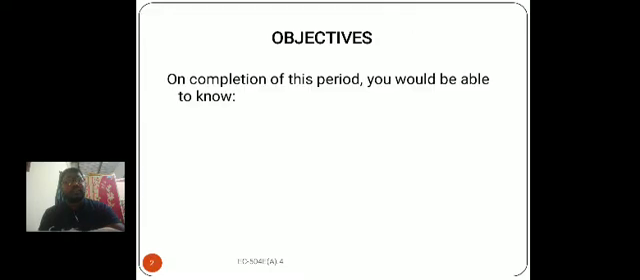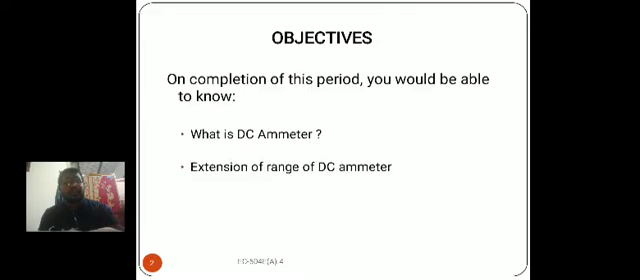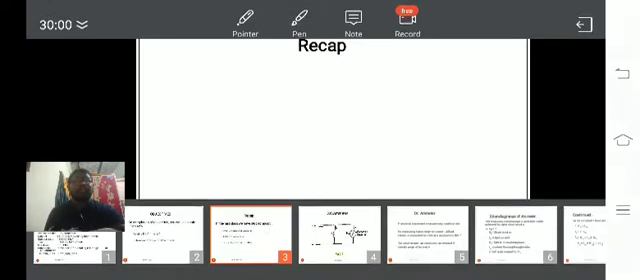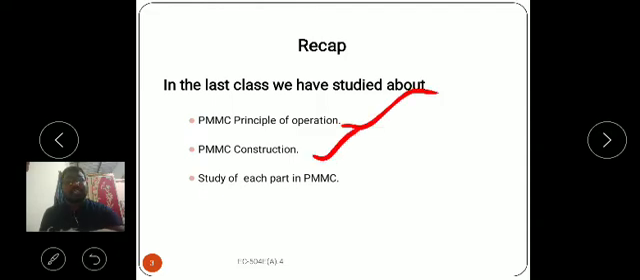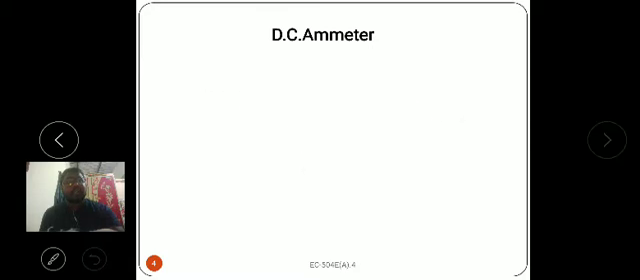The main topic here is the DC ammeter: what is a DC ammeter, and the extending range of the DC ammeter. I already covered a few topics like the PMMC principle of operation, the PMMC construction, and the study of each part in the PMMC. What are the major parts available in the PMMC? It is compared with the galvanometer. We already explained this in the previous class. And what is a DC ammeter?